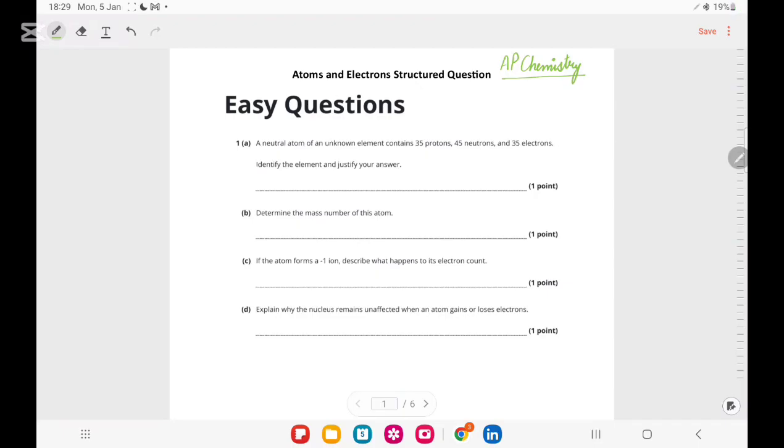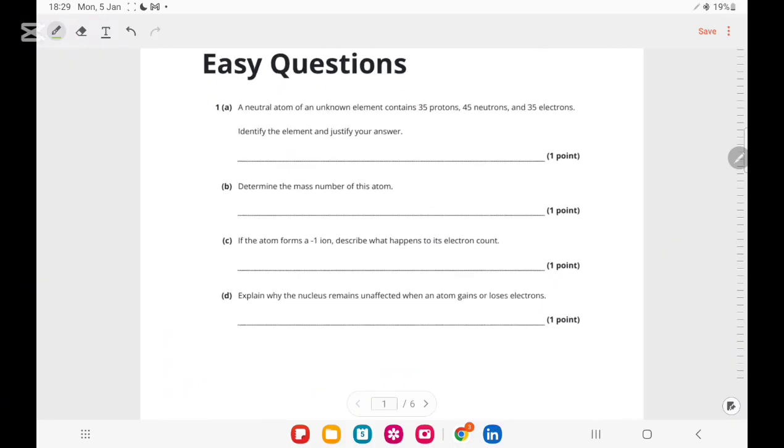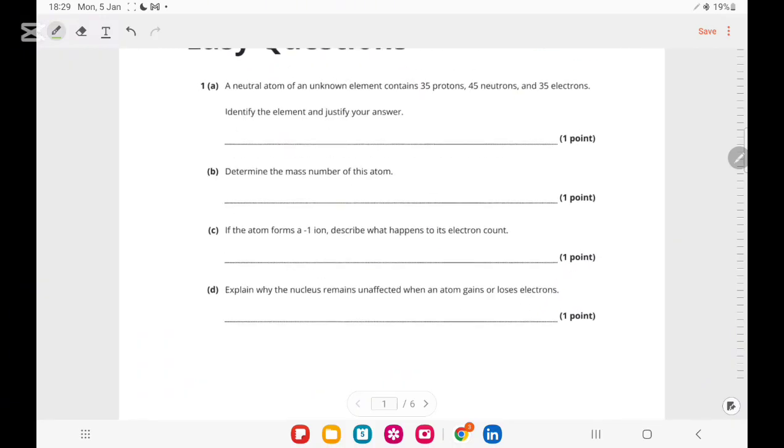In this video, we are going to attempt the structured questions which are related to atoms and electrons. First of all, a neutral atom of an unknown element contains 35 protons, 45 neutrons and 35 electrons. Identify the element.